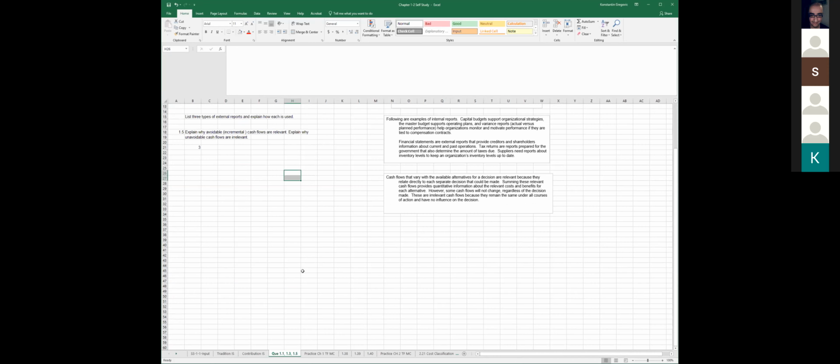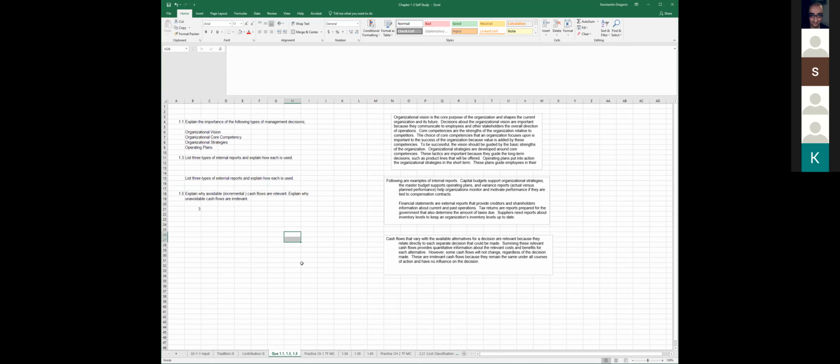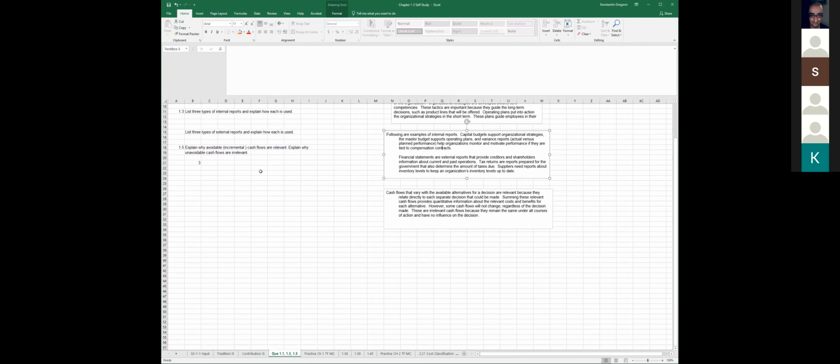Okay, so I had a few more questions. We talked about vision, core competency, operating plans. So I'm going to let you guys go over this on your own time. List three types of internal reports. Maybe we'll do this one. Let's quickly do this. What are three types of internal reports that management accountants may use?